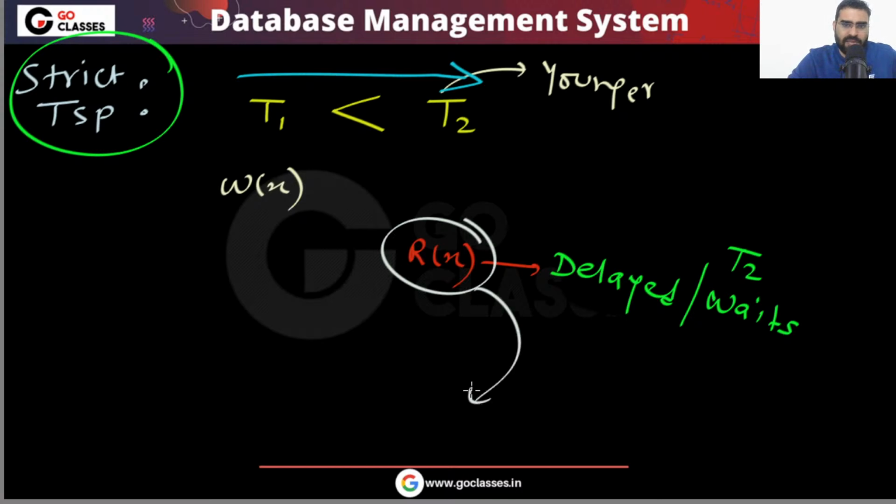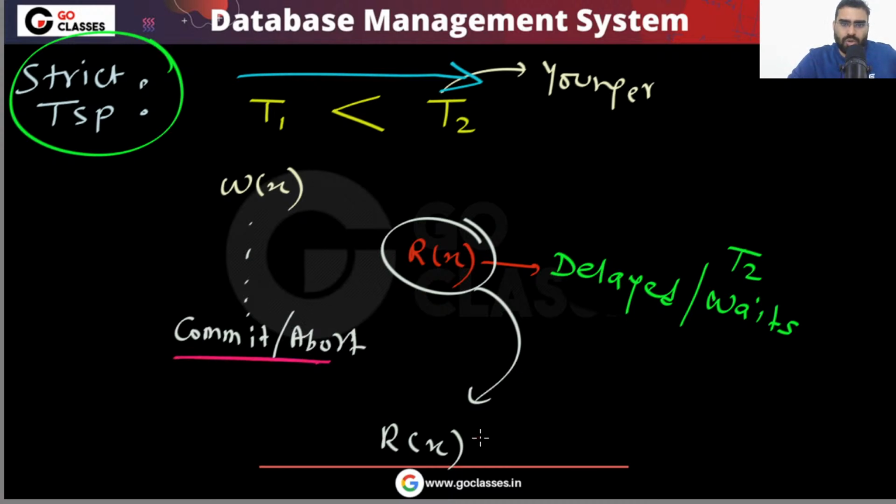It will be delayed till when? Until T1 commits or aborts. Until it commits or aborts, it will be delayed. So this operation will be delayed until T1 commits or aborts. This is what happens in the strict timestamp protocol. So this is the complete explanation of what the timestamp protocol and the strict timestamp protocol are.